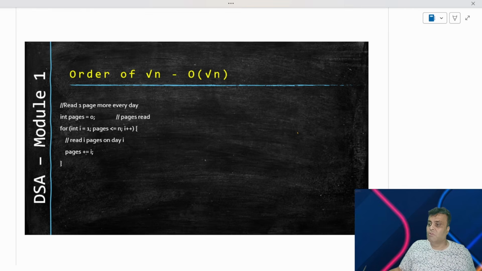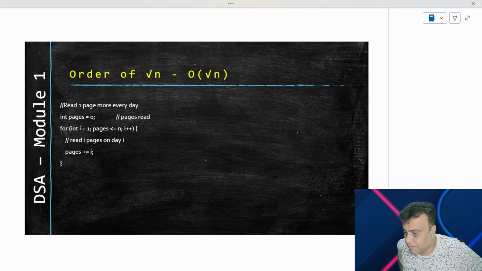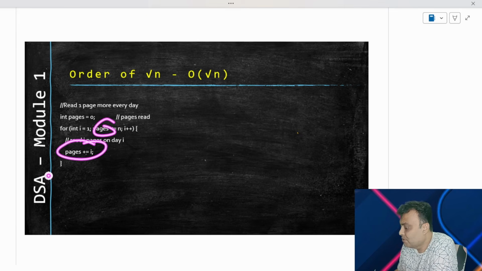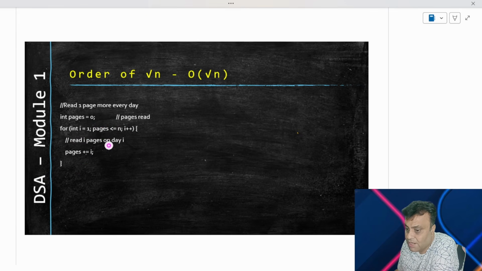The last type of time complexity that we will discuss for this is root over n. And if you see, I've written a code which is basically reading one page every day. Now, if you see carefully, this particular line, pages less than equal to n, is the condition of exit. Do you therefore know how many times this will execute? You don't know, because you are increasing i on this side, but your pages is getting increased with the concept of i. So i on one hand is increasing, pages on the other hand is dependent on i, and hence you will terminate at pages less than equal to n.